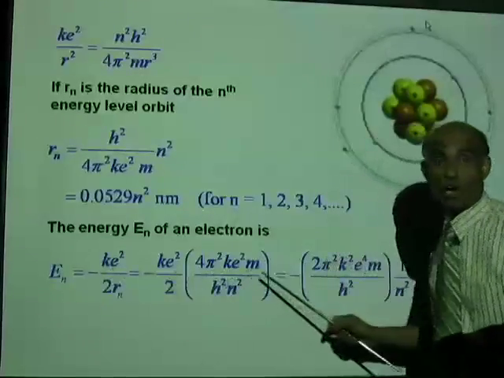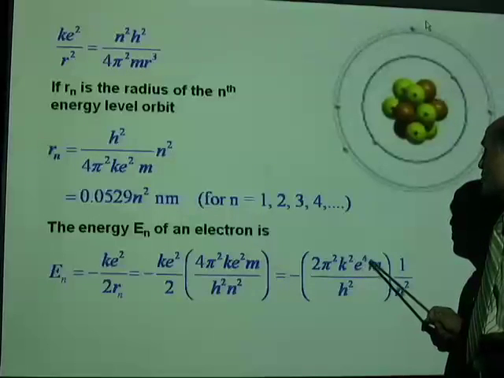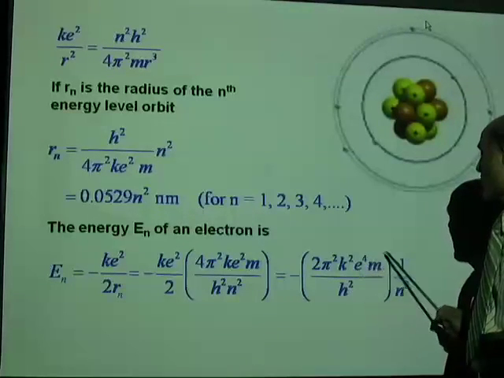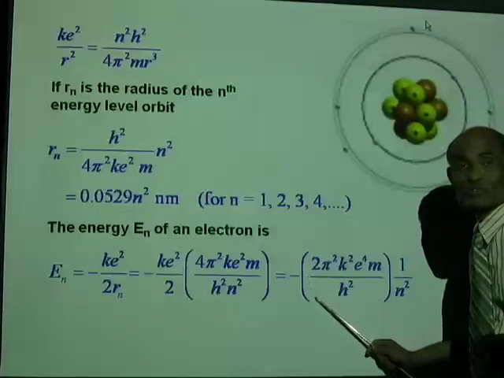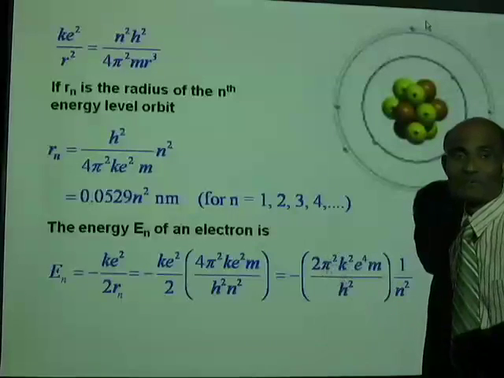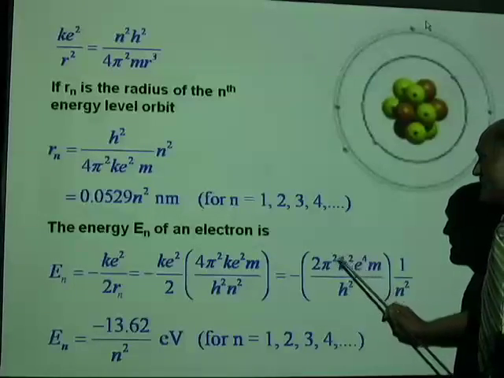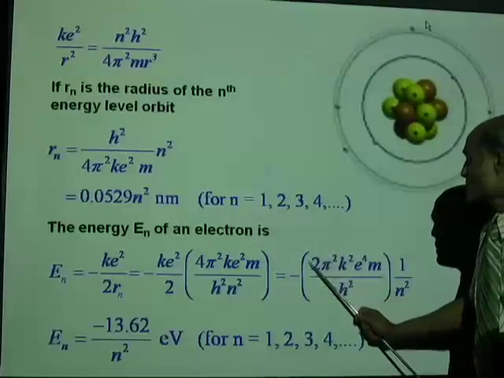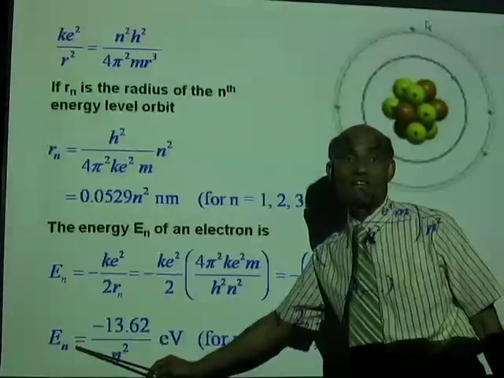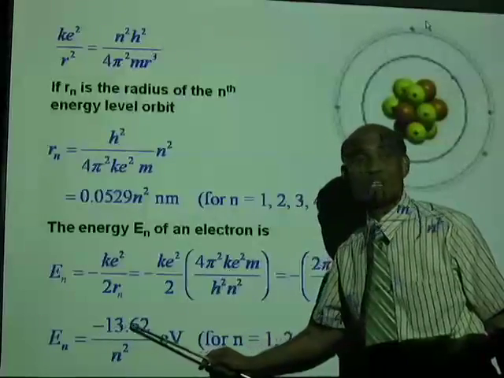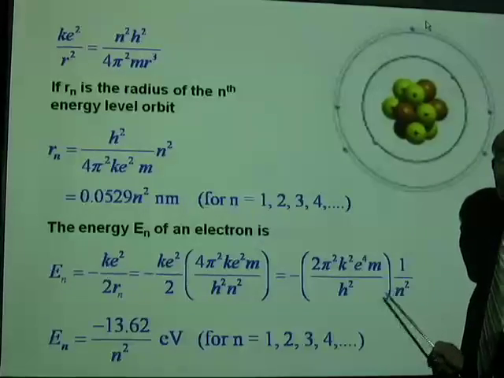The energy of an electron is negative of 2 pi squared k squared e to the 4 m over h squared times 1 over n squared. Alright, I want you to find the value of this now. Well, I calculated that as 13.62. So look at this quantity. Energy of an electron in the nth orbit is negative 13.62 over n squared.